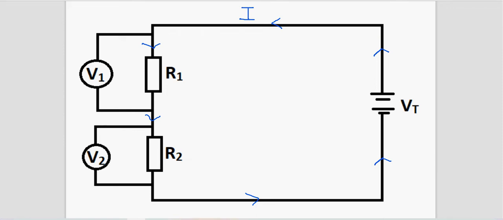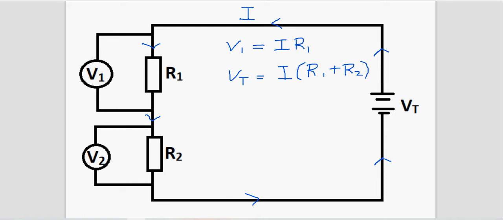Now, how to get the formula? Here you can use the ratio method. Let's say you want to determine V1. So V1 will be equal to I times R1. And then VT will be equal to current I times the effective resistance, the total resistance. It means R1 plus R2. They are in series, so we can add like that.